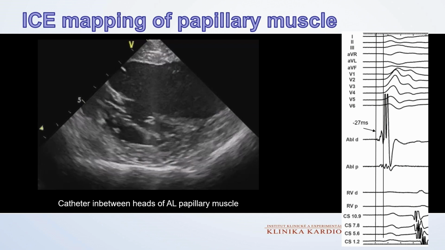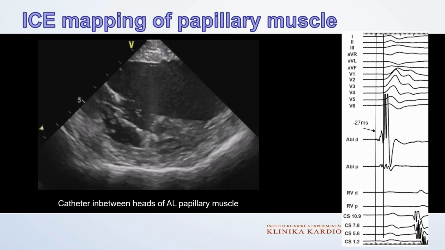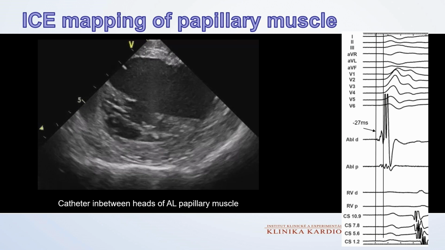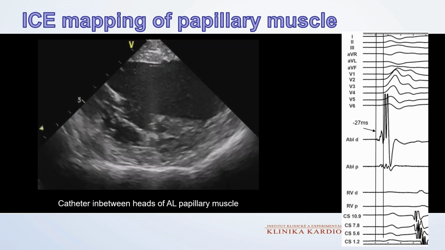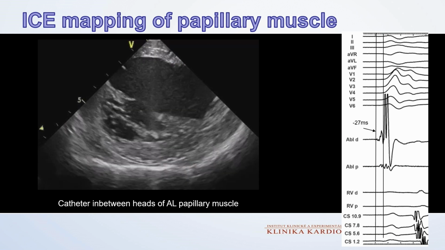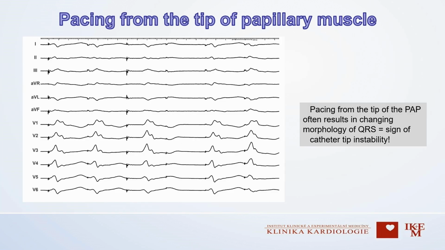And if you visit this lateral head or maybe the accessory papillary, you may see an even better and earlier signal with a tiny fractionated or fragmented potential in the beginning. And you may verify the origin by pace mapping, but to stabilize the catheter there for a longer time is maybe not that easy. So the pacing sometimes looks like this, and that might be a sign of catheter instability.